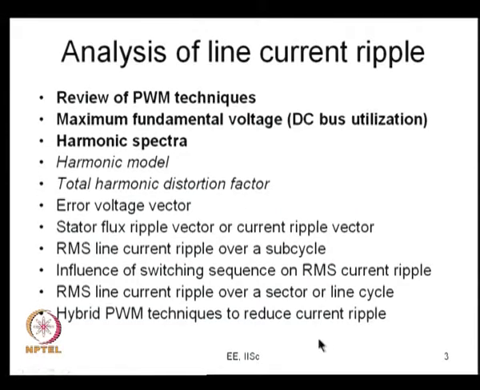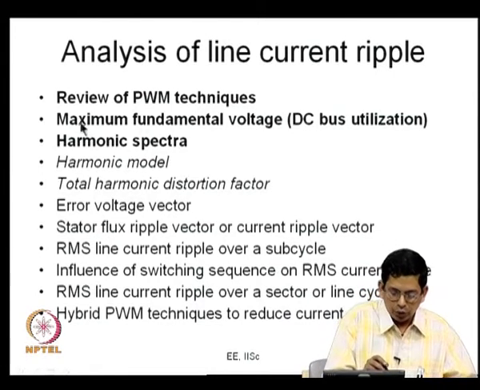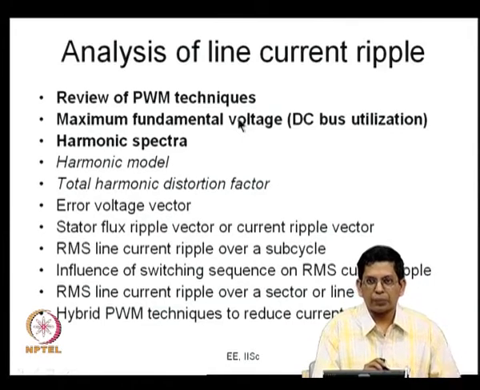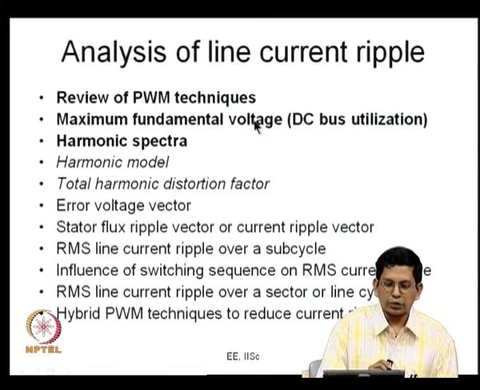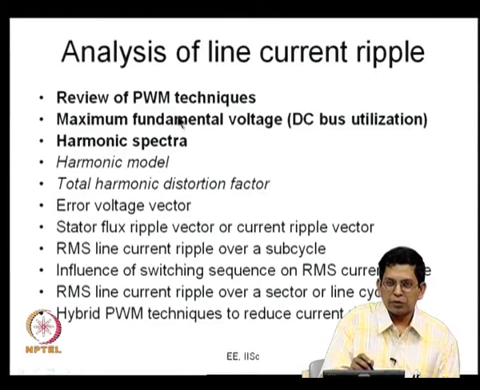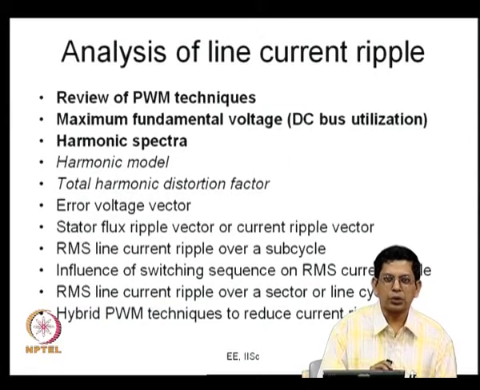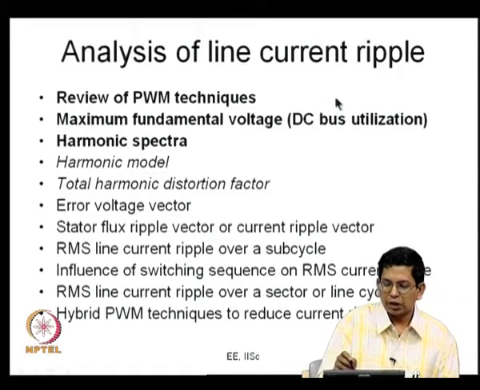So, we look at this analysis of line current ripple. What we would do is review the various PWM techniques which we have covered in the last about 8 lectures or so. As we progress, we will review them, and we would look at the maximum fundamental voltage that is possible with a given DC bus voltage. Let us say you have a fixed DC bus voltage of 600 volts or so. How much is the maximum line voltage that you can produce? It slightly changes from one PWM method to another. That is something we can call DC bus utilization.